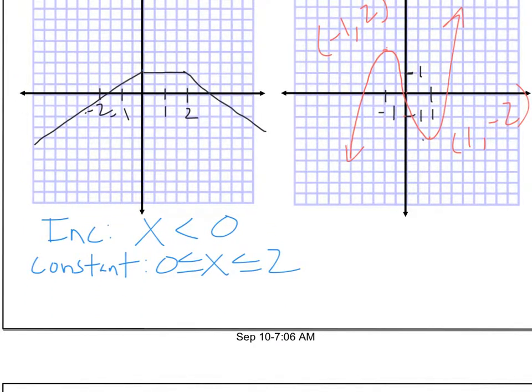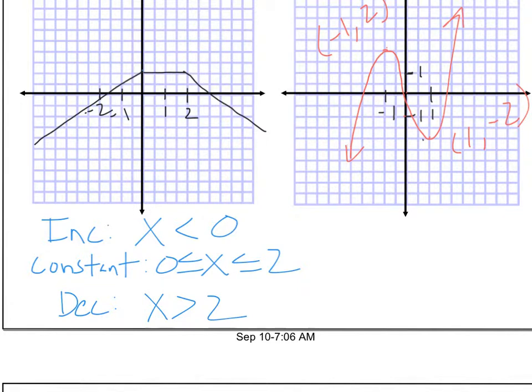And then you can see after 2, it starts to decrease, so then I would just say when x is greater than 2. So that's a good example to have because it shows you all three possibilities of what's happening.